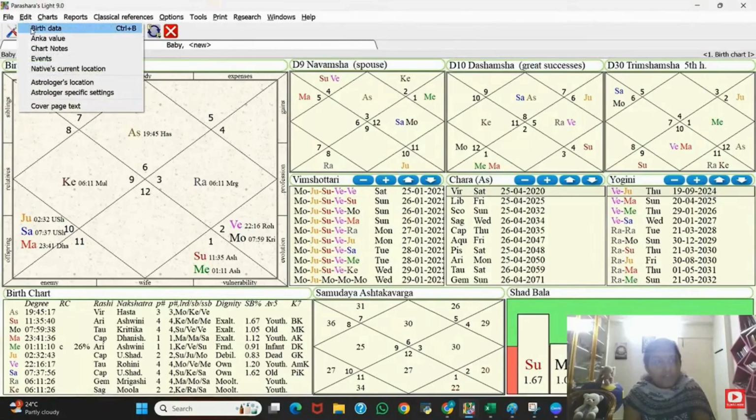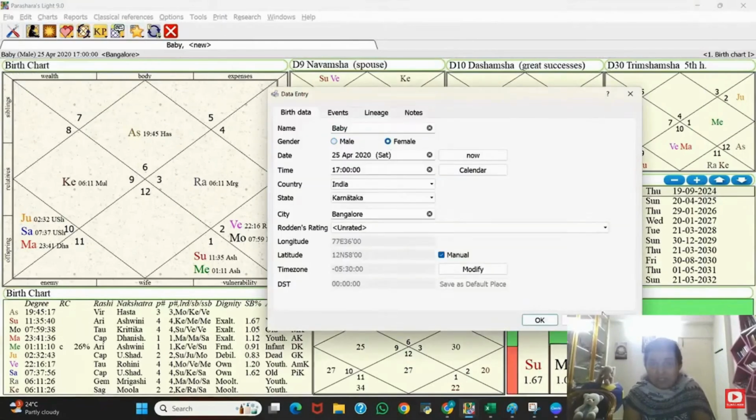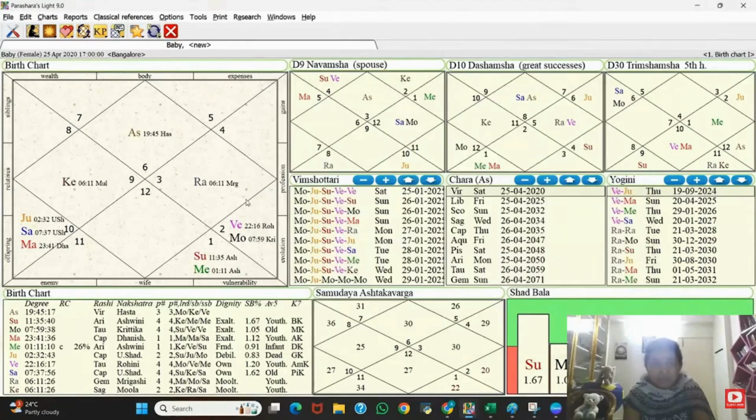Okay, let me make it female only. It will look much better. It is a Saturday on that day. So we can see here. So it doesn't make any difference. Just showing that male or female, it doesn't make any difference. So the Kundali will remain the same. So based on this, the Navamsha, Dashamsha, Trimshamsha, and all is calculated. So this is how we calculate the Kundali. I hope people have understood.